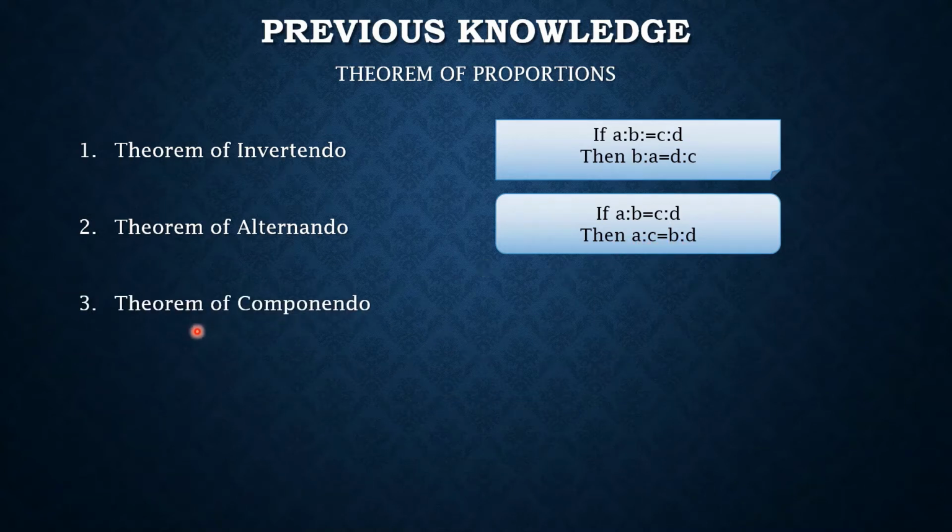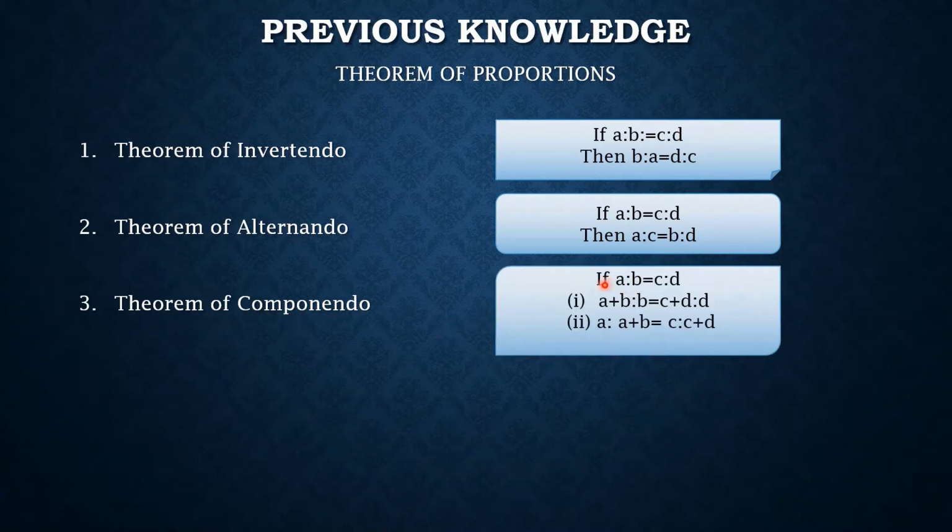Now the third theorem is the theorem of componendo. In this theorem, if we have A ratio B equals C ratio D, then first, A plus B ratio B equals C plus D ratio D. And the second, we will write A ratio B equals C ratio D as A ratio A plus B equals C ratio C plus D.